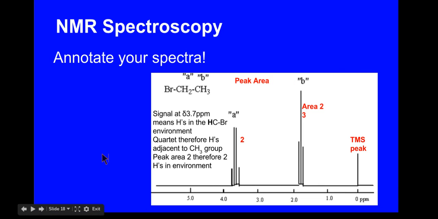NMR spec, again, annotate your spectra. So I'm looking at this signal here. So you would say something like this. You could write this on the spectrum. Signal at delta 3.7 ppm means the H's giving the signal are in this environment. It's a quartet, and so these H's are adjacent to a CH3 group. The peak area is 2, the red number there. Therefore, there are 2 H's in the environment, and that helps you build up the molecule.